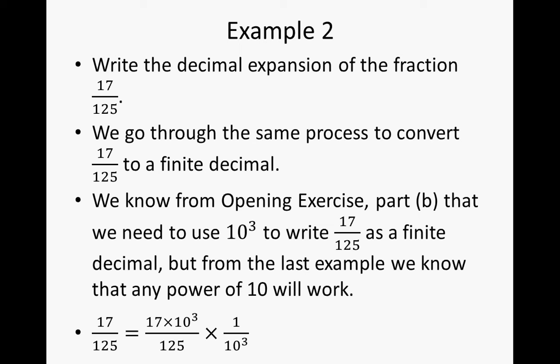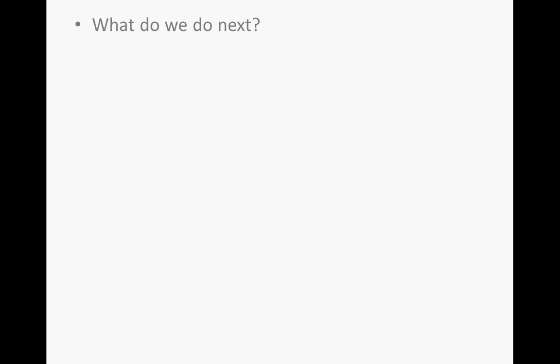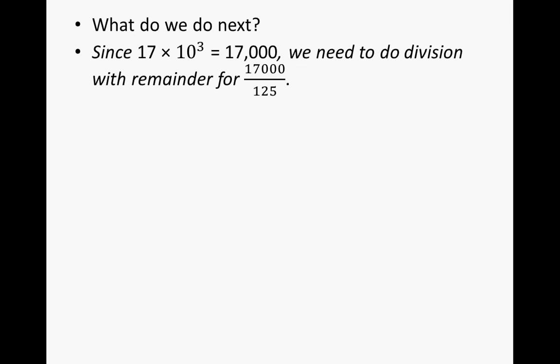So 17/125 is the same as 17 times 10 to the third over 125 times 1 over 10 to the third power. So what do we do next? Well, since 17 times 10 to the third power is 17,000, we need to do division with the remainder for 17,000 over 125.